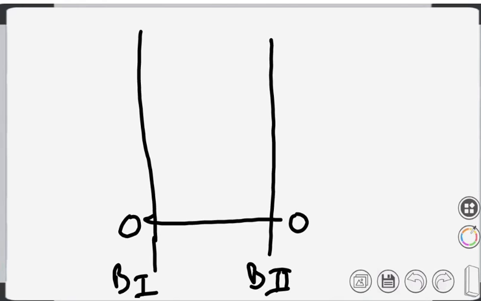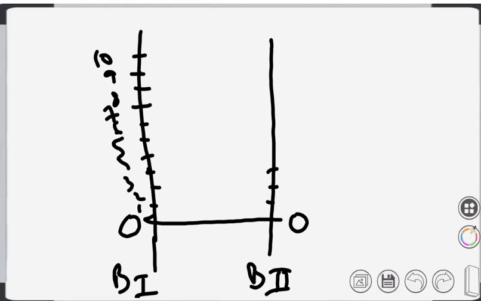Please maintain the scale properly. Draw accordingly: 1, 2, 3, 4, up to 10 on this side, and on this side also 1 to 10. And then minus 1 and minus 2 on both sides, since the values go down to minus 2.